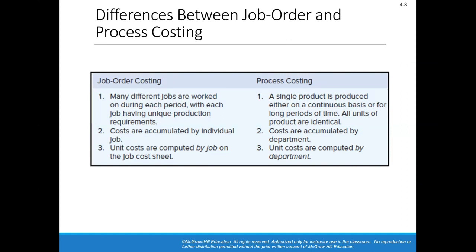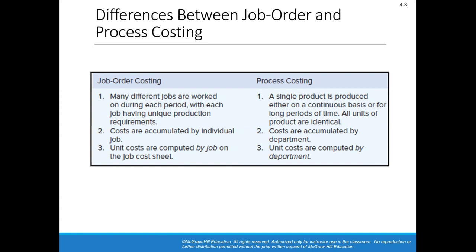My phone rang. All right, differences between the job order costs and process costing. So job order costing, just like I said, there are many different jobs being worked during the period, and each have that unique production requirement. The costs are accumulated by the individual job, and we use a job cost sheet so that we can track that particular job. How many units did we produce? What was the cost per unit? Or if it's that one big ticket item, how much did it cost versus what those estimates were.